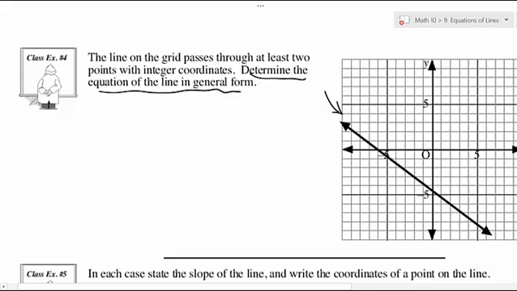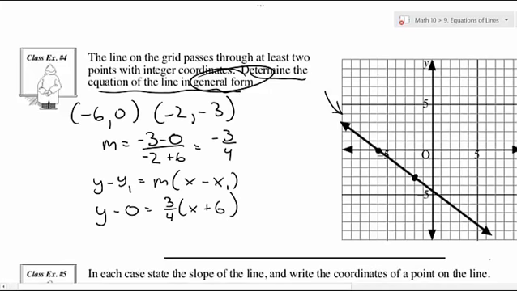So how about this point? We've got a point here, and that's negative 6, 0. And then we've got a point here, which is negative 2 and negative 3. Okay, so negative 6, 0, negative 2, negative 3. Now you've got 2 points. What I want you to do is to determine the equation of the line and give it to me in general form. Press pause now.